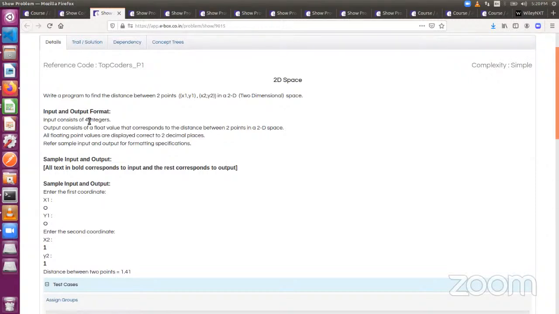Simple, right? You'll take 2 coordinates, find the equivalent distance, and take care of all the constraints that are given. They'll ask to print only 2 decimal points, all these things are there. So this is the first question.